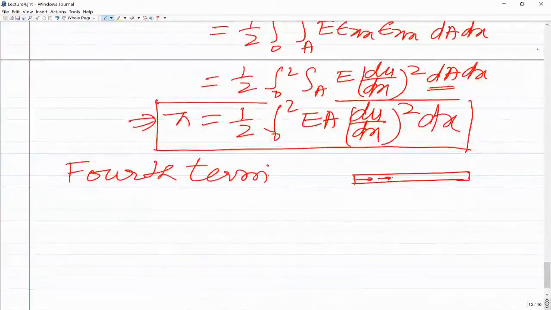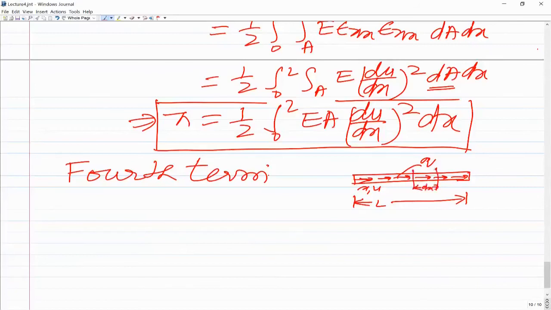So this is the rod we are taking under the axial load. So this is Q, and the x coordinate is over here, and this is U, the total length is L. U is the displacement at any point x. Now let's take a differential length of the rod, say dx. So this is the dx.